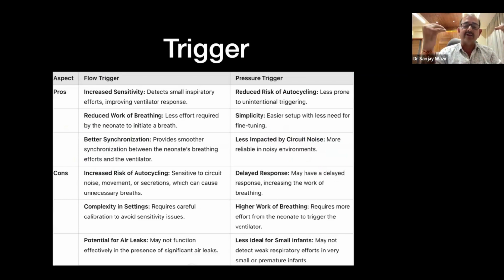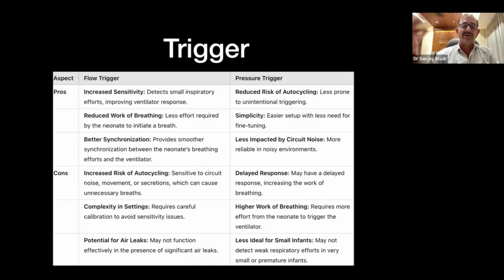The difference between flow triggering and pressure triggering is that flow triggering generally helps in better synchronization, and you have a reduced work of breathing in the neonate. It has more sensitivity, so it can detect smaller inspiratory efforts because it detects the flow, contrary to the pressure difference, which is less sensitive.